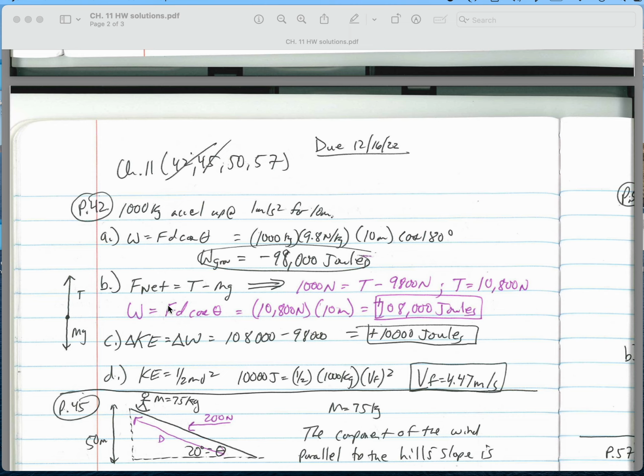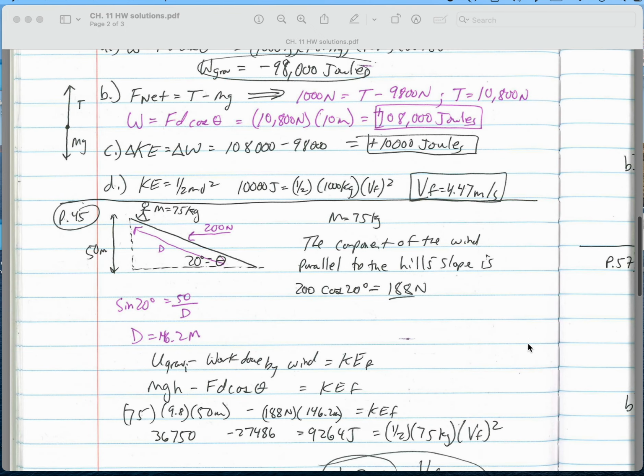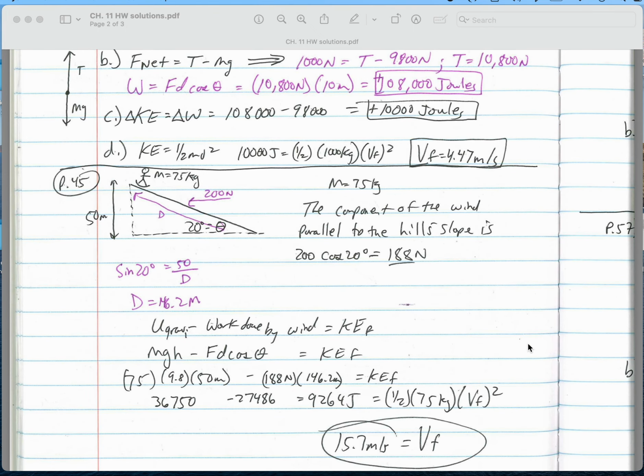So we have a cosine of 180 degrees, so that's negative 98,000 joules. The tension would have to be 10,800 newtons because we need 1,000 kilograms accelerating up at 1 meter per second squared. So we need 1,000 newtons of net force. So the tension of 10,800 newtons times 10 meters is that much work done by the cable. So we have a net of plus 10,000 joules. Then we can figure out the speed of the elevator at the end: 10,000 joules of kinetic energy, 1/2 mv squared.